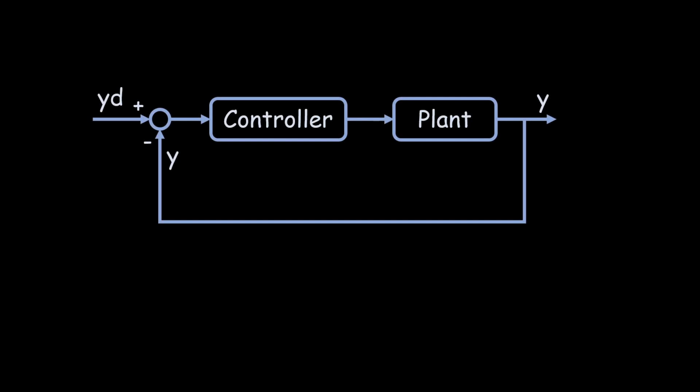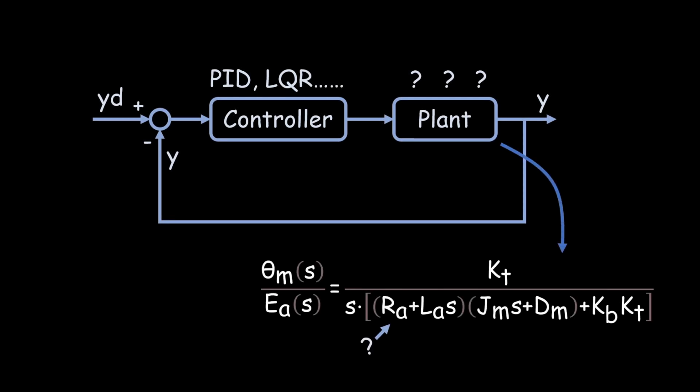Have you ever learned a bunch of controller algorithms only to realize you don't know the actual system model? Have you ever derived a model but found yourself stuck not knowing the parameters? This video will use a DC motor as an example to teach you how to deal with these issues.